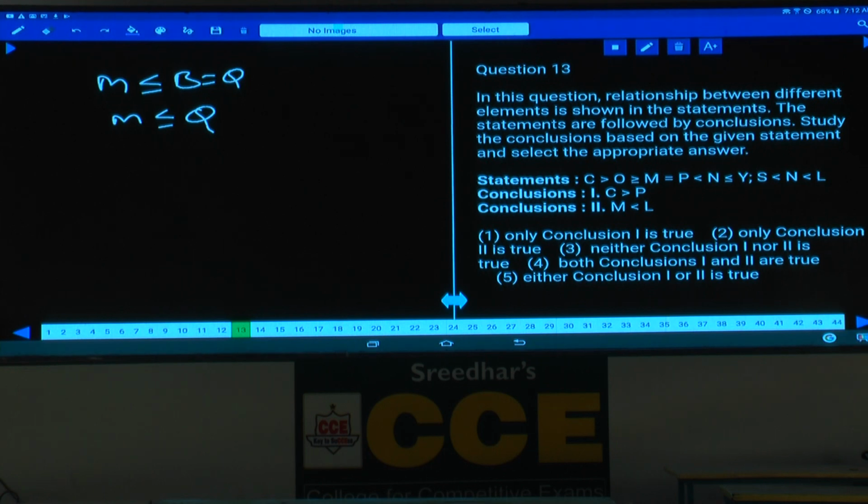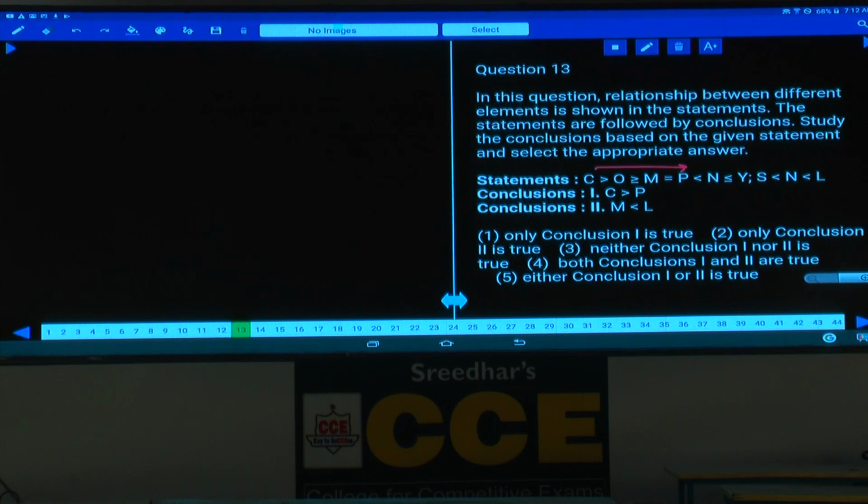Then question number 13. Now in this question number 13, the relation between C and P. What is the element which is common here? Greater than or equal to. Hence which element is common? Greater than is common. Hence C is greater than P.